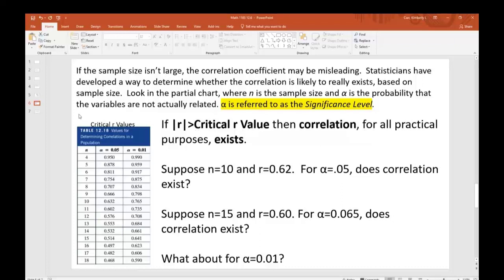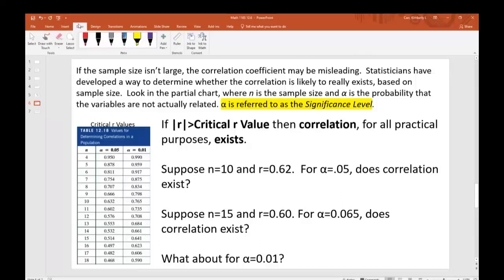It's kind of like where you're going to draw the line, and then we're going to see if we're past the line with the R value our problem gives us. So in this particular case, it says suppose N is 10, and alpha is 0.05.